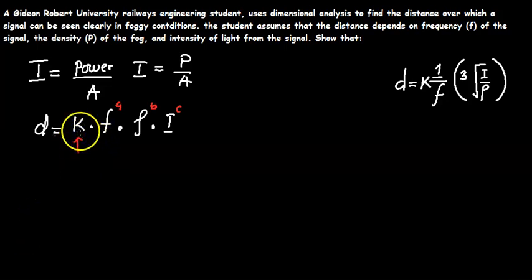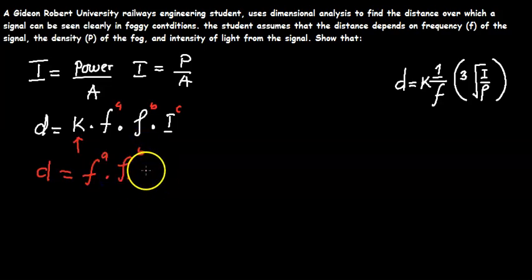So what we're going to be left with at this point is D, which is equal to F, let's put it in frequency, F to the power of A, multiplied by rho to the power of B, which is the density, multiplied by the intensity to the power of C.